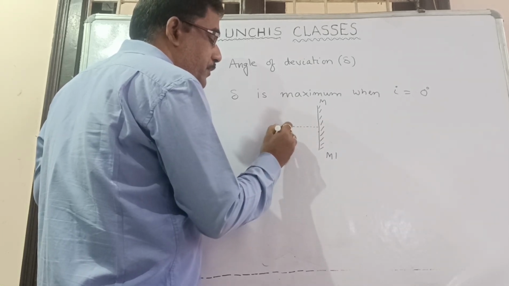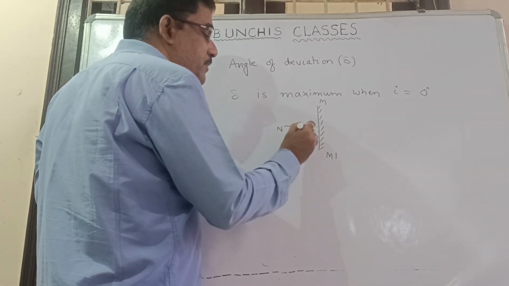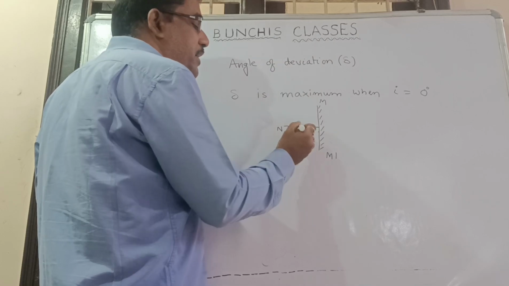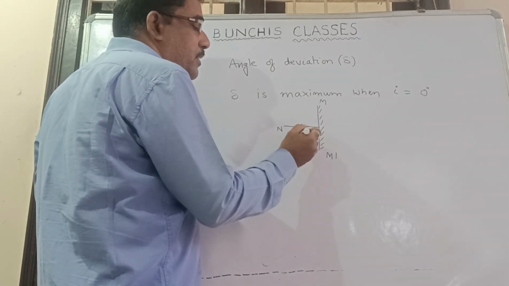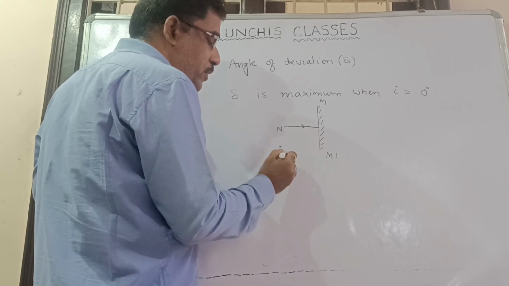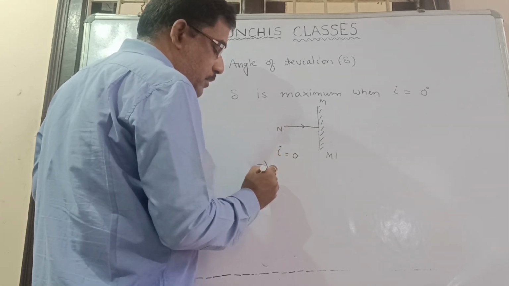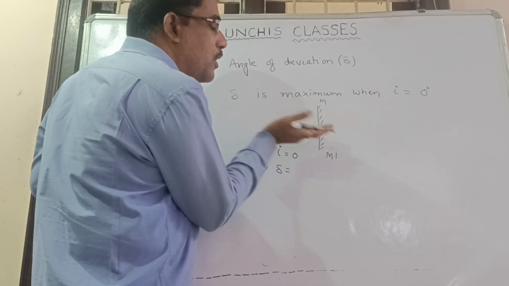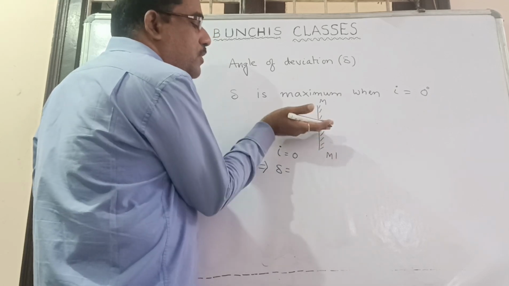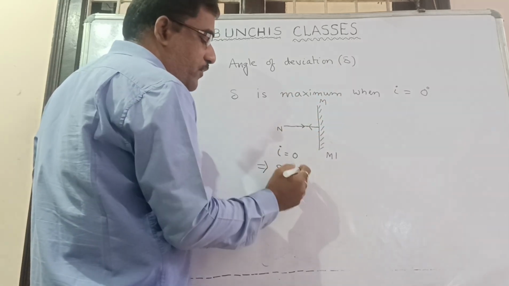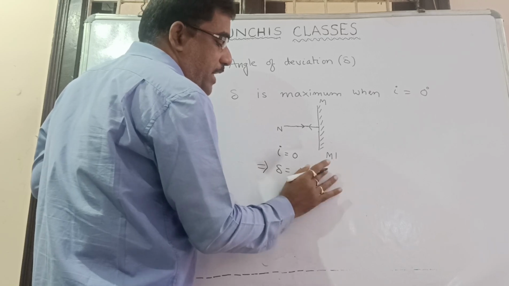This is normal. When angle of incidence is at 0 degrees to the normal, then angle I is equal to 0, then delta is equal to how much? Reflected ray will be like this. So it has taken a deviation of 180 degrees, which is maximum.